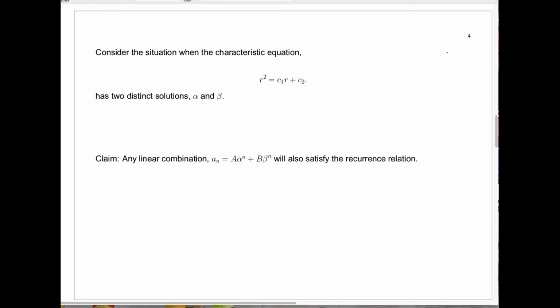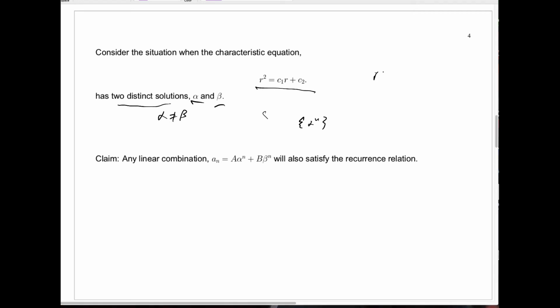So what I said before was we're going to assume that this characteristic equation has two solutions. Let's call them alpha and beta, and here alpha will not be the same as beta. We're talking about two distinct solutions. Then we know that this sequence, alpha to the n, is a sequence which satisfies the recurrence relation.